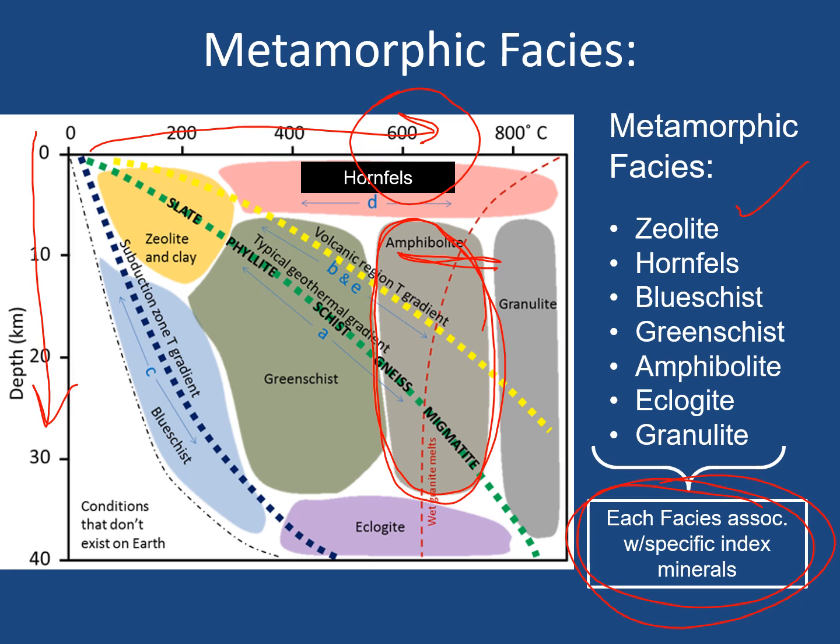Amphibolite facies rocks are going to have very different index minerals in them than zeolite facies rocks. That's the main take-home message of this diagram, is that we can, in effect, reconstruct the temperature and pressure history of the rock by looking at these characteristic index minerals in the rock, which lead us to infer the metamorphic facies we're in.